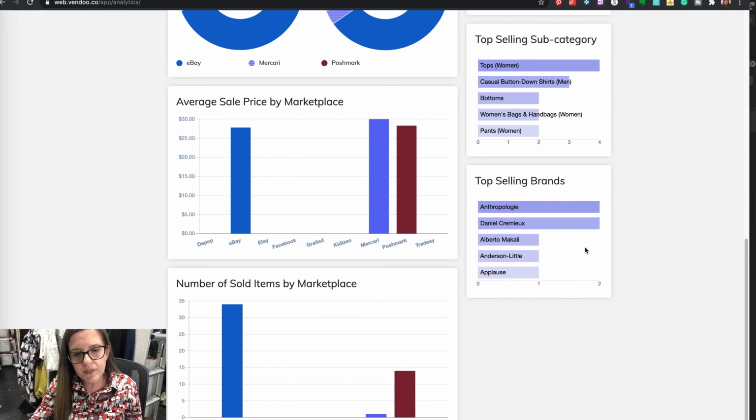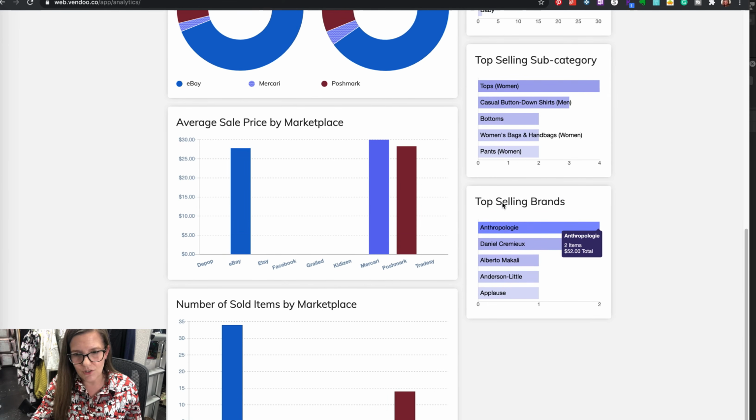It tells you your top selling brands here, and for some reason ours this week was Anthropologie and Daniel Crimeau, just 2 items and 2 items. So I wouldn't take that to the bank. We don't really recommend picking up Anthropologie or Daniel Crimeau for that matter. So I would only look at this for maybe like a month or a quarter, and that can give you some really interesting data. At the end of the month, we do a monthly recap, and that's what I do.